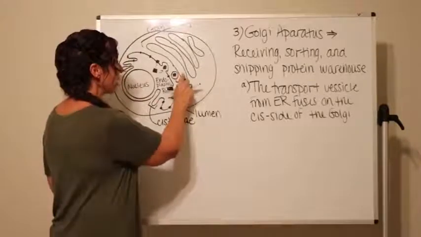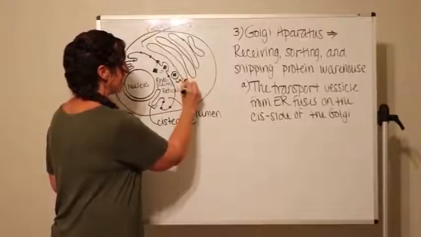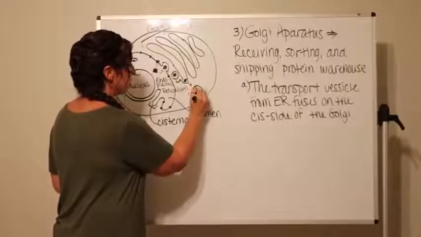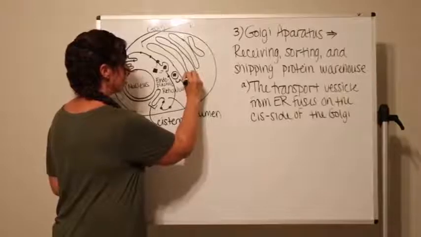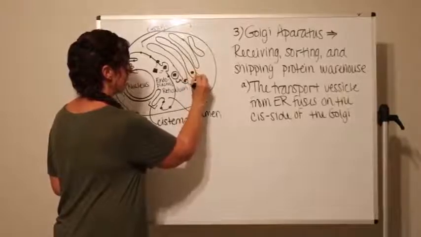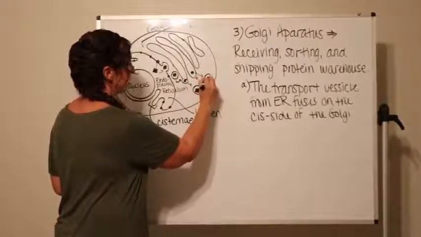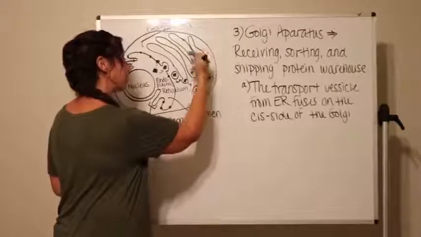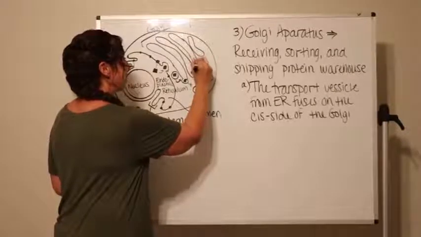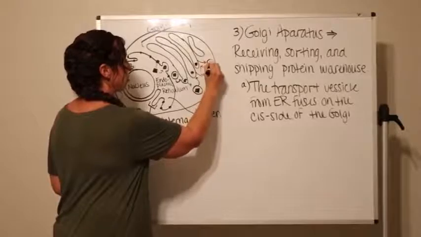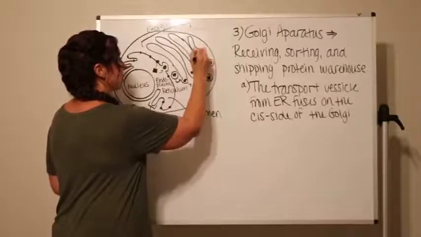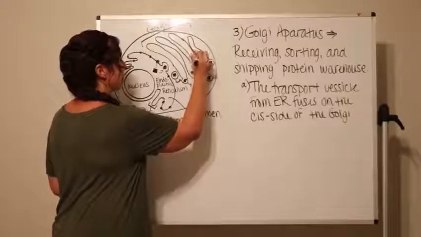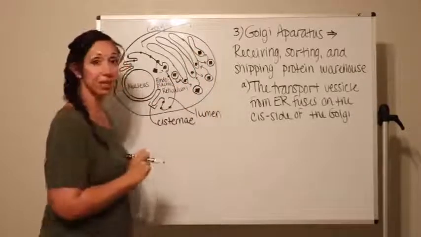So a modification happens here, and then it's going to bud off again into another transport vesicle. It's going to fuse again here. It's going to get a little modification. It's going to bud off again into another transport vesicle. It's going to fuse in again. And every time it's just kind of changing and getting tweaked ever so slightly. And then here, this is its last step. This is basically senior year right here.